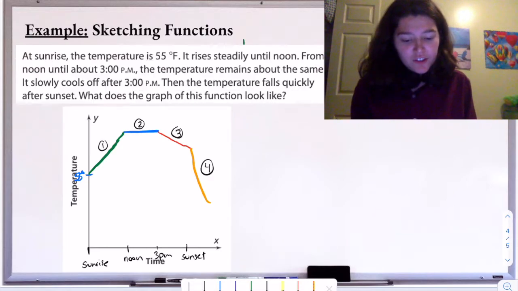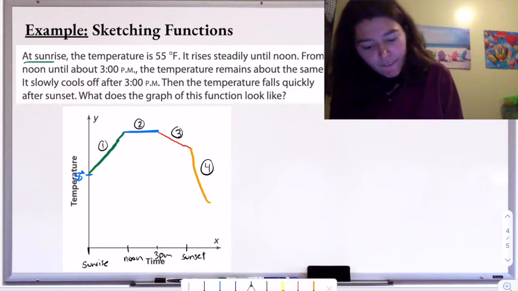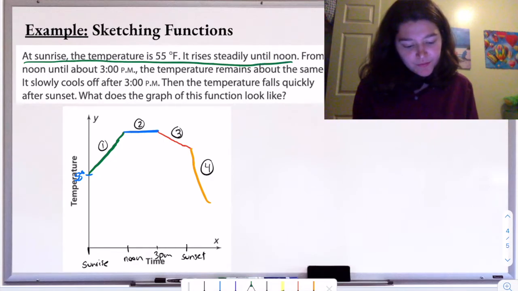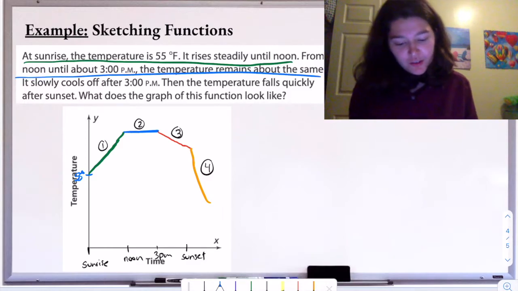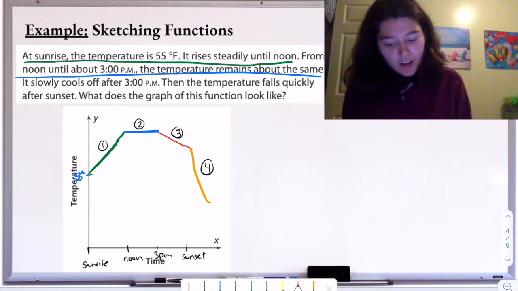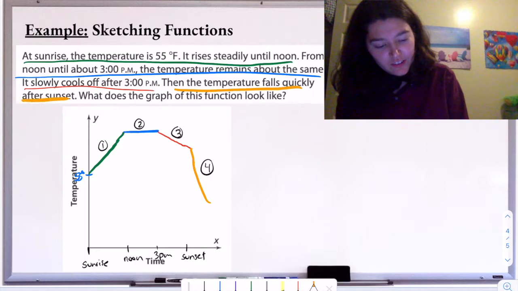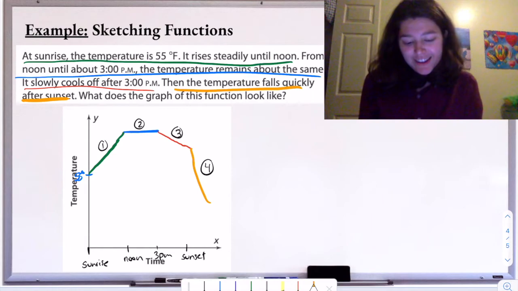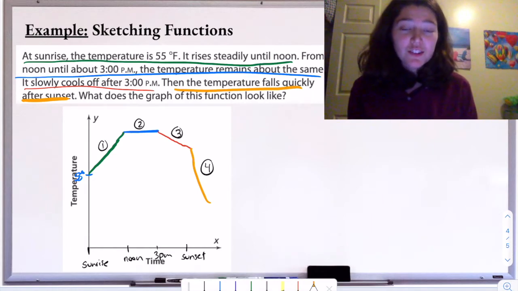So we can connect those 4 intervals then back to the word problem just to make the connections. First, the temperature is 55 and it steadily rises until noon. Then the temperature remains about the same until 3 p.m. Then it cools off, so it's decreasing. And then it quickly decreases after sunset, right? Quickly dropping. Okay, so that would be a good estimate of what the graph looks like. So this is a sketch that represents the scenario. All right, that's all it is. Great job, everyone.